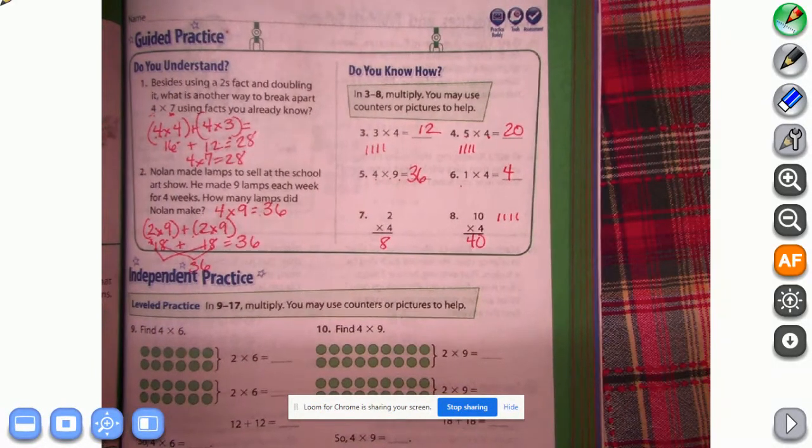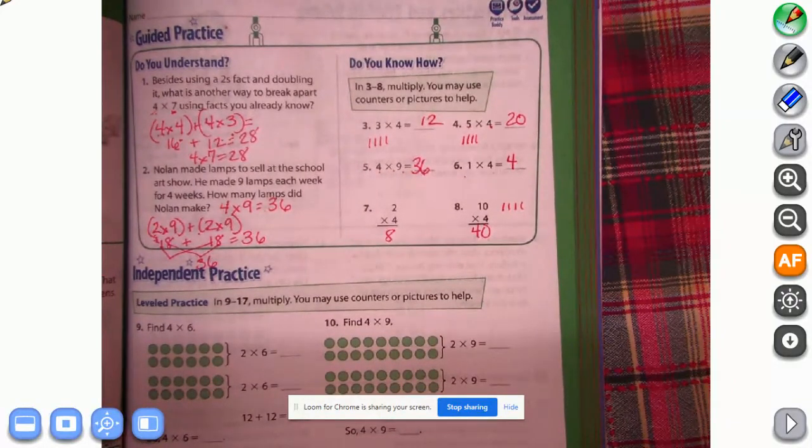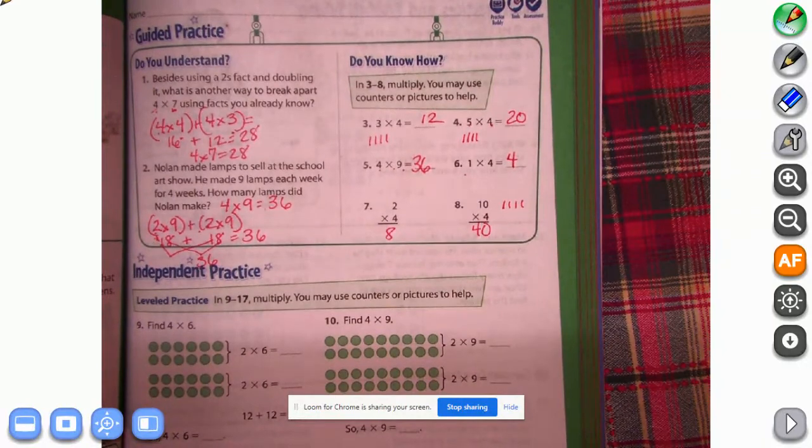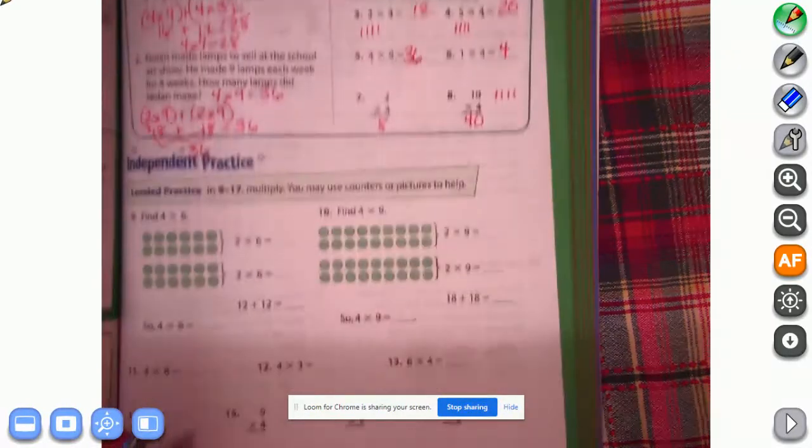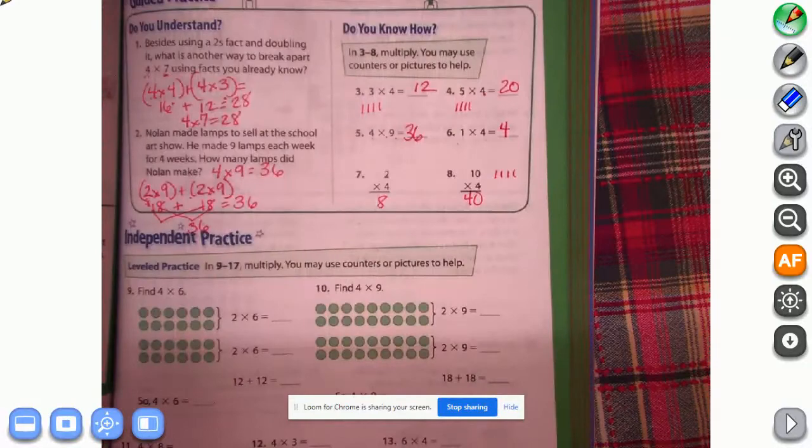All right, go ahead and finish getting those answers written down, and then we're going to go down here to the independent practice and do that, and then we'll go over your homework, and I'll let you finish up with that on your own. Okay, so if you needed to pause, go ahead and push pause right now.